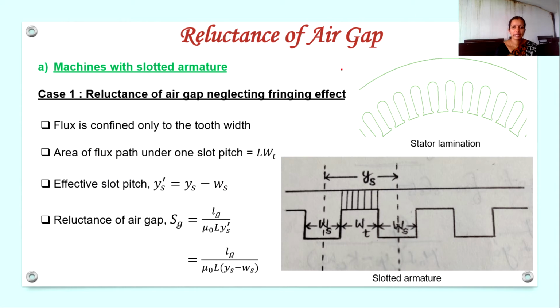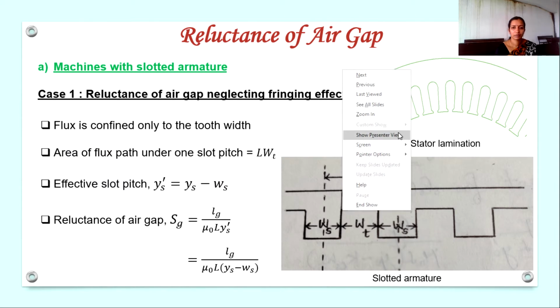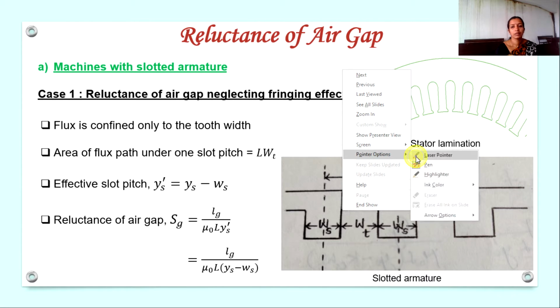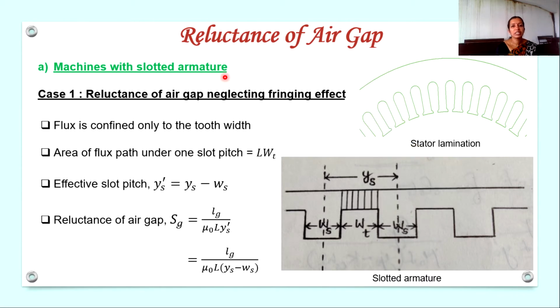Now the second case. A machine will not always have a smooth air gap. A smooth air gap will be present only if the stator and rotor have closed slots, and that is not always the case. So we have to consider machines with slotted armature. In this case we have to consider two different cases. First one, reluctance of the air gap neglecting the fringing effect.